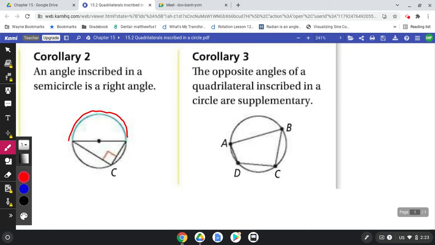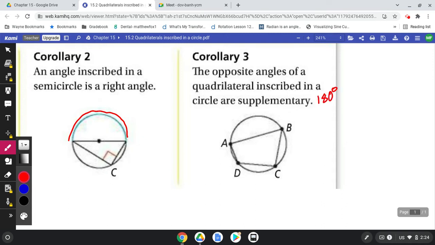The third one, this tells us that opposite angles of a quadrilateral inscribed in a circle are supplementary. So let's talk about what that means. Opposite angles means they're kind of across the quadrilateral from each other. So B and D, A and C. Quadrilateral just means four-sided figure. Inscribed means it's like drawn through the circle here. They are supplementary. Okay, supplementary meaning add up to 180 degrees.